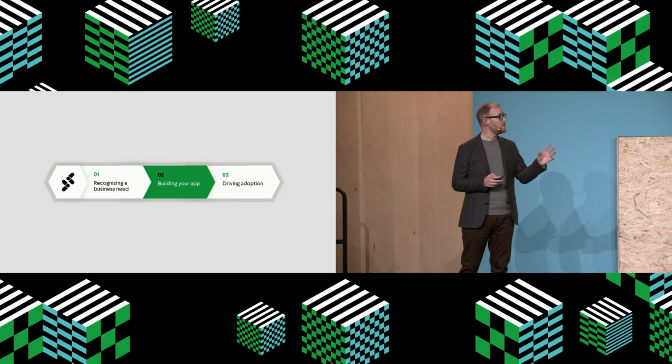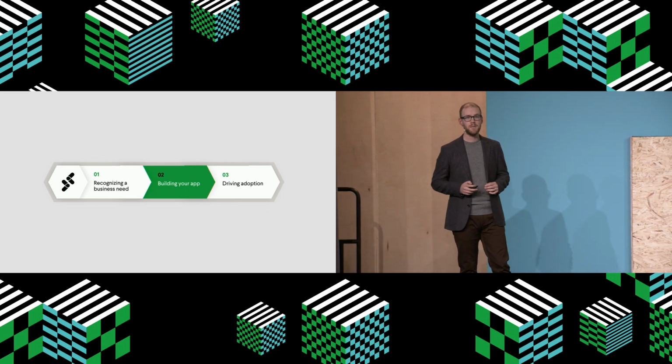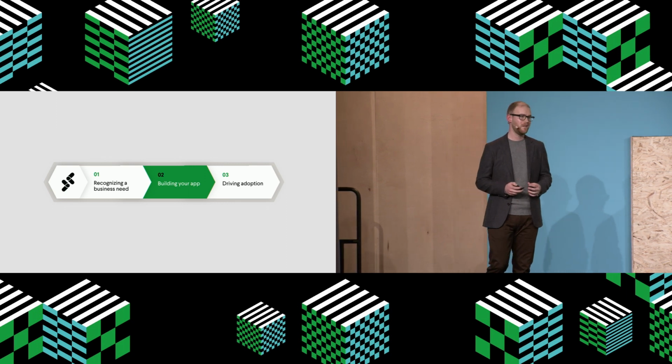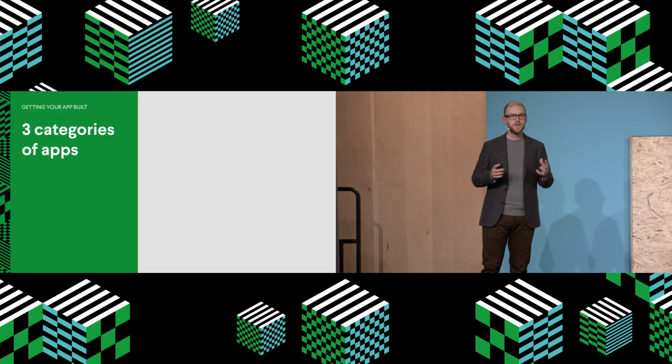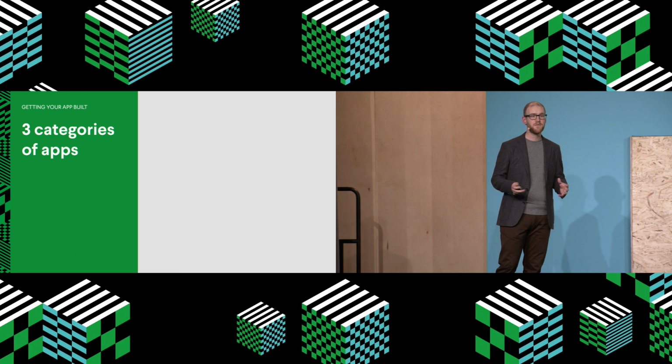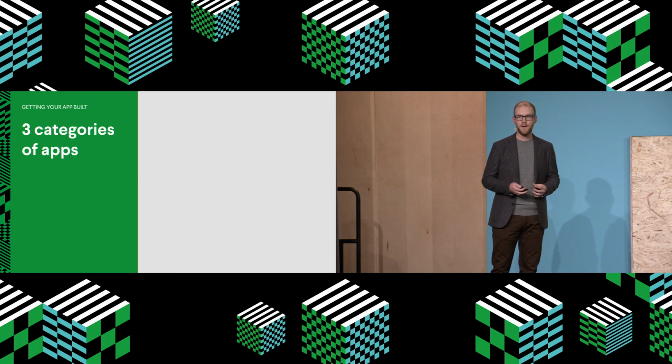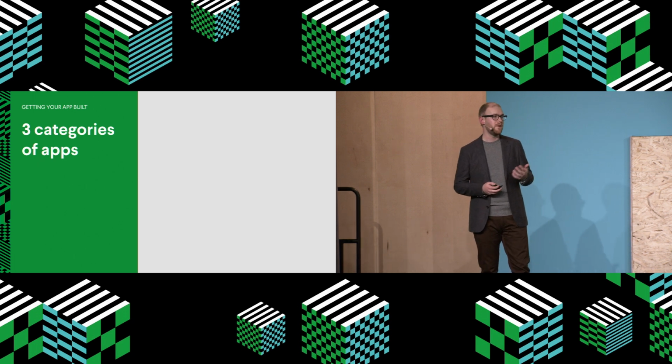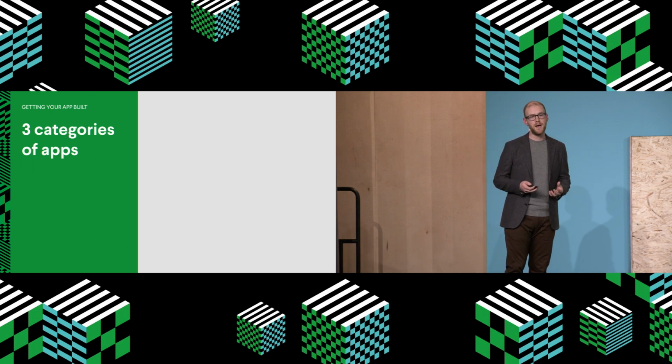Okay, so we found a great business need. Our team is on board. It's time to build. What's next? So with Slack, there are 3 types of applications that serve very different use cases for the people in your organization. They range from off-the-shelf, simple and ready to use, to very customized and custom-built.